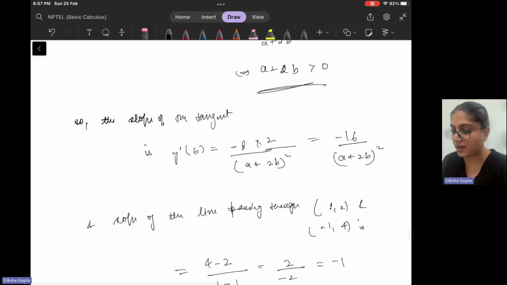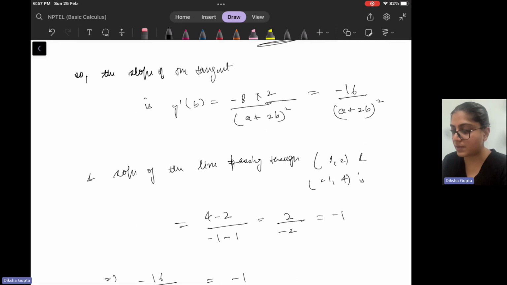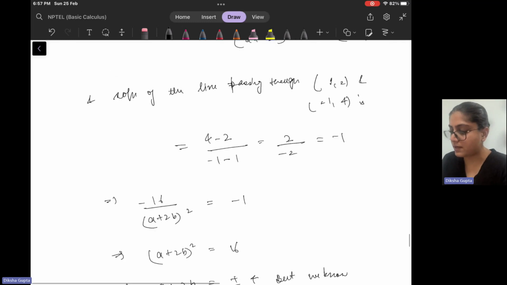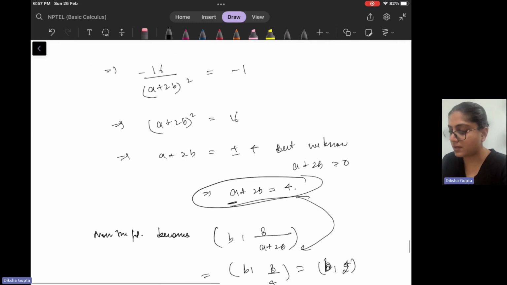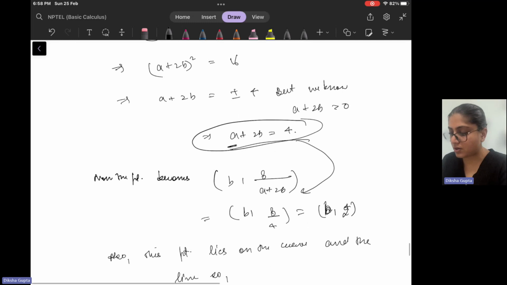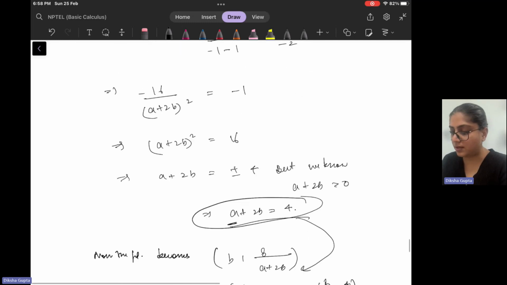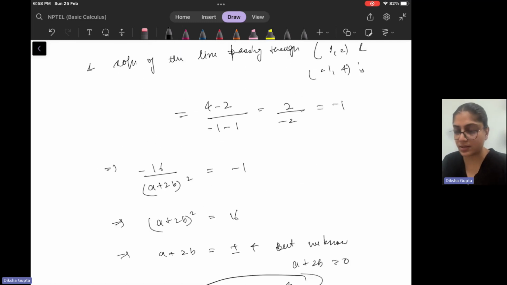and also the slope of the line joining the 2 points, which we know is 4 minus 2. This is a formula in geometry you all know is -1, and they both have to be equal. From there we found the relation between a and b, which was a plus 2b equals 4. Now our task is to find one more equation in a and b, because we need to find a. So also we know that this point lies on the line joining the given 2 points.